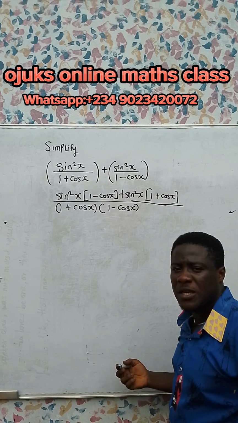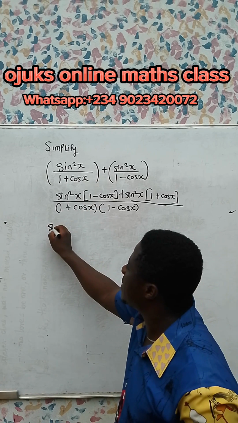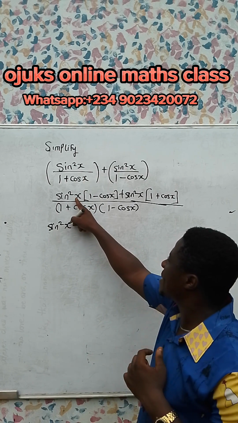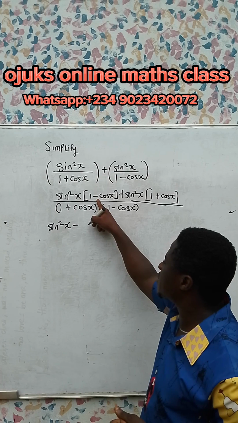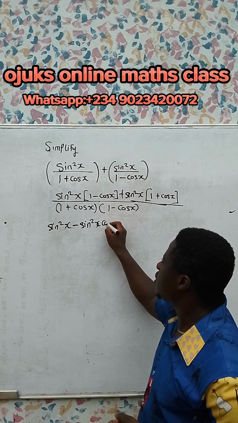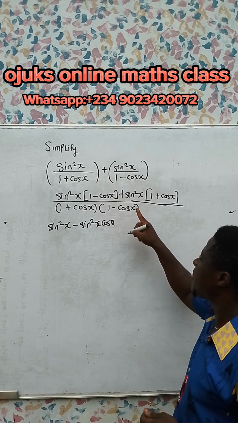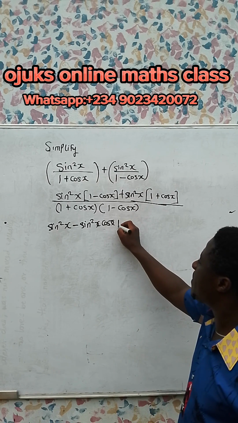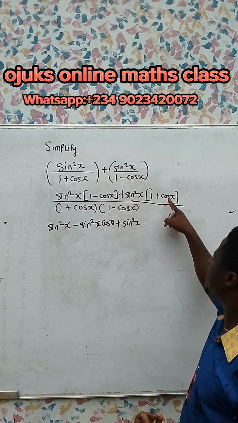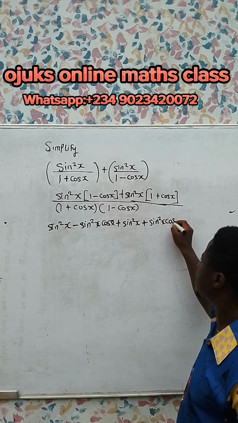Then we'll do the expansion. Very simple. Sine square x times 1 is sine square x. Then minus sine square x times minus cos x is minus sine square x cos x. Then over to plus sine square x. Now plus sine square x times 1 is plus sine square x. Then sine square x times cos x is plus sine square x cos x.